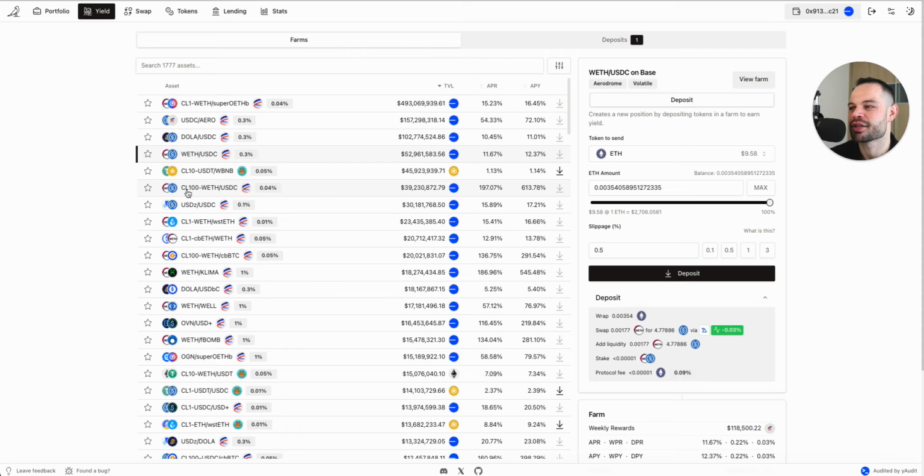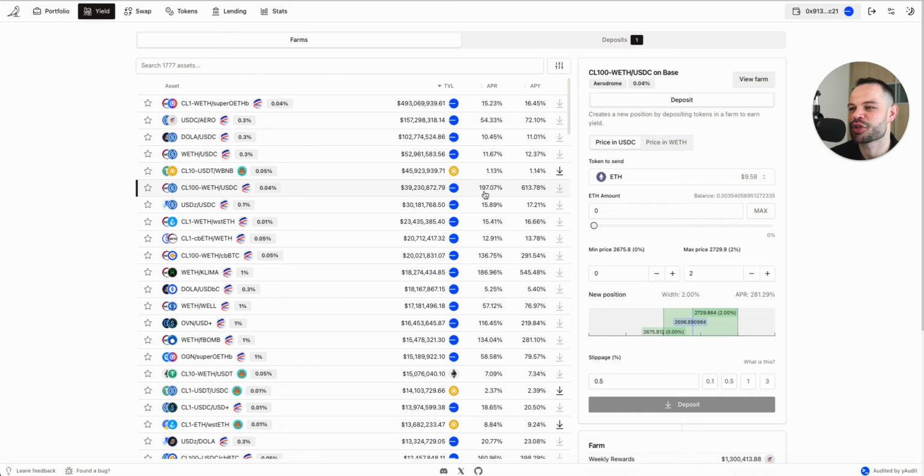Let's take a look at another example, because we've got a CL100 WETH USDC pool here on Aerodrome as well. This concentrated pool has 39 million of TVL, and you can see this is quoting 197% APR. So let's click on this particular option, and you might be asking the question, why is this APR so high? Well, it's quoting such a high APR because in this particular pool opportunity, we would be providing liquidity at a concentrated range.